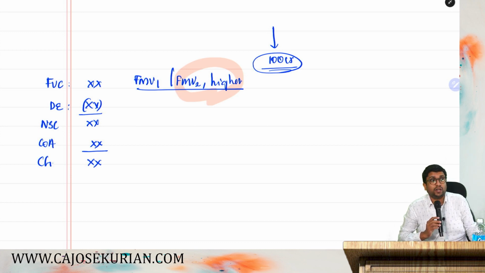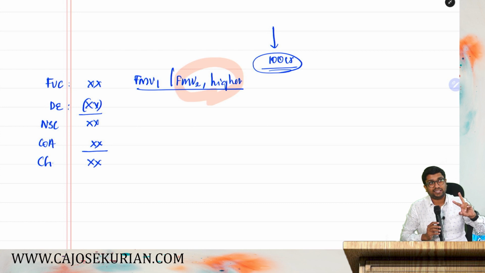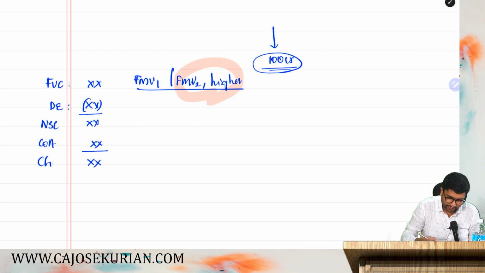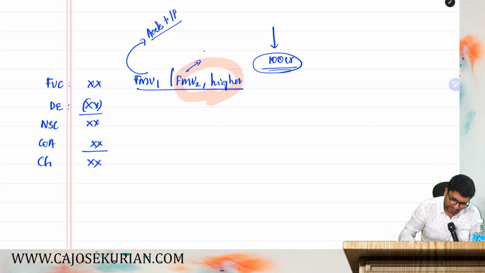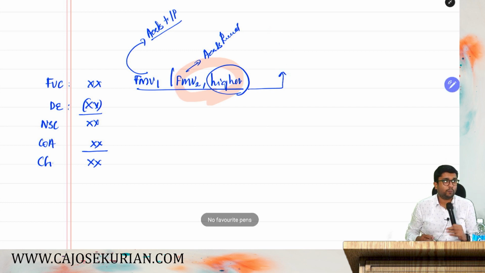That is called FMV2. That means FMV2 is the FMV of the items that I have received. What is FMV1? FMV of the net assets that I have transferred. Are you all with me? So we can say FMV1 is assets transferred, FMV2 is assets received. Whichever is higher has to be taken as the fair market value. I hope it is clear.